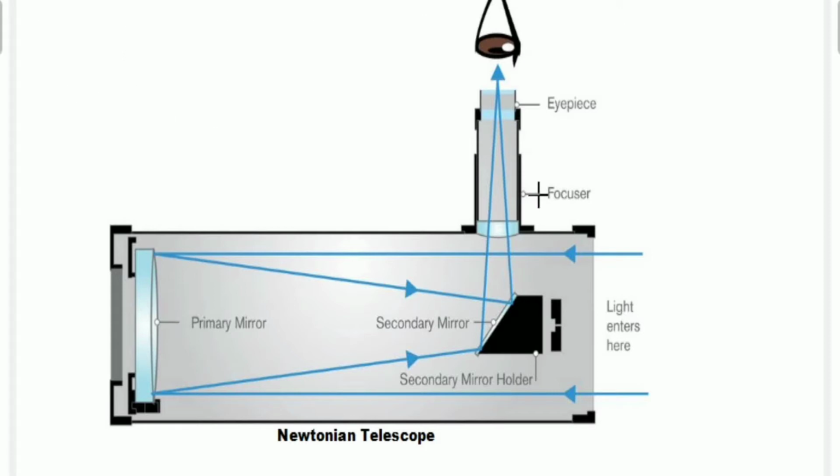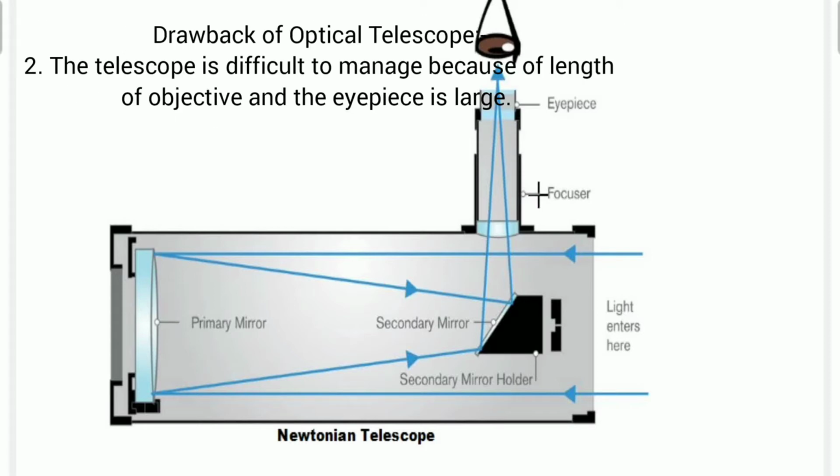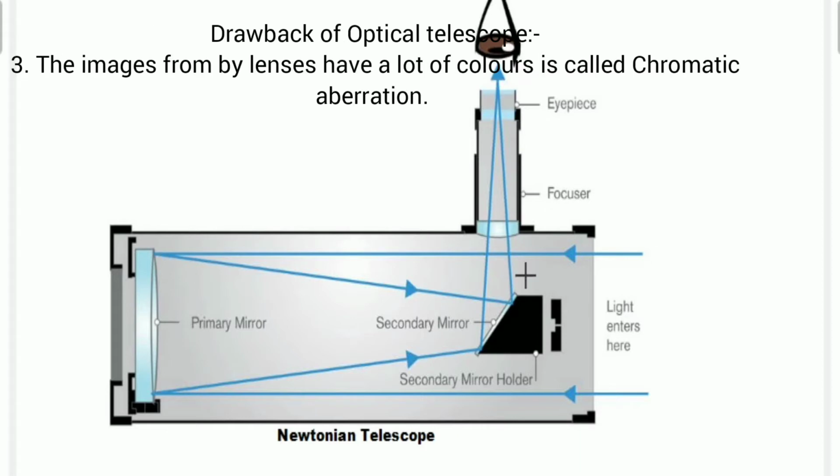Second, the eyepiece and the objective lens, the two types of lenses, are placed at opposite ends of the telescope, and because of that the length of the telescope also increases, and to maintain such a distance and have such a large telescope is very difficult. And last, there is a problem of errors of colors, which is called chromatic aberration. So to solve the problem of these colors, we replace the lenses by mirrors.